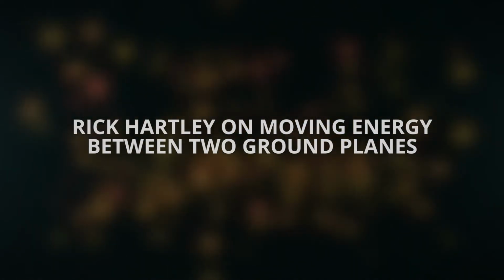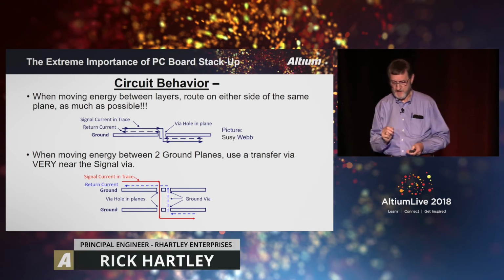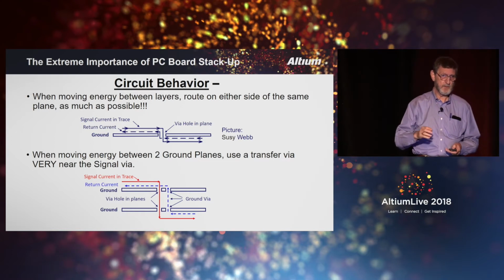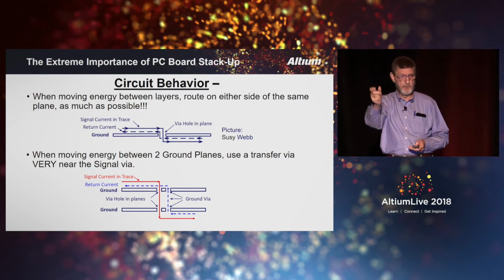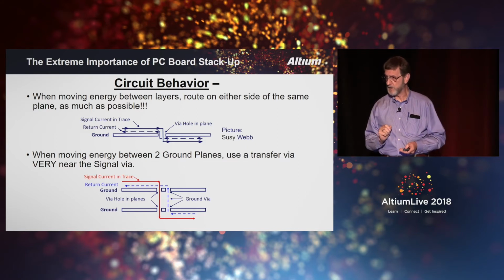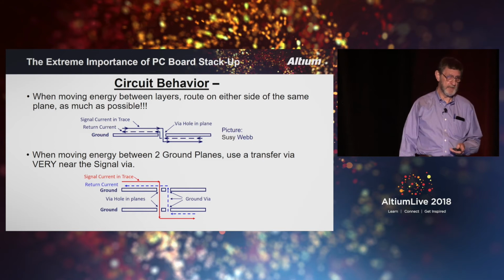What if you're changing layers from a ground plane to another ground plane deeper in the board? Let's say a 10-layer board with a ground on 2 and a ground on 9. You have a signal on 1, and you're going to 10 or 8, either one, doesn't matter. You simply need to move the fields from the dielectric space between 1 and 2 down to the dielectric space between 9 and 10. How do you do that? Well, you use a return via.